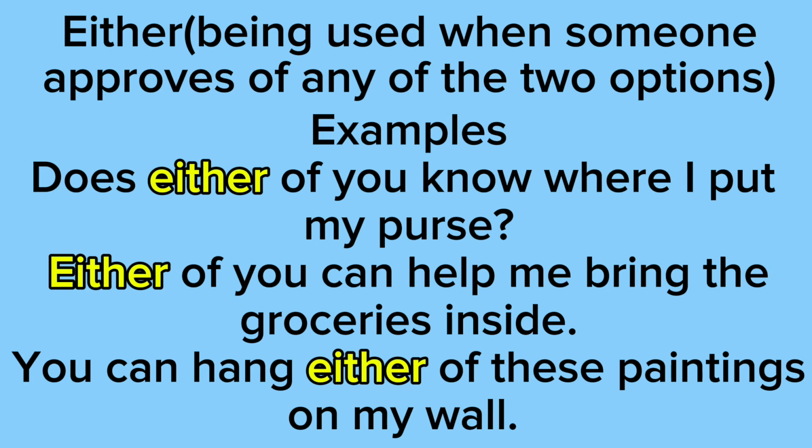Example 2 says, either of you can help me bring the groceries inside. So when we say either of you can help me bring the groceries inside, we mean either of the two people. And our last example says, you can hang either of these paintings on my wall. So we're referring to two paintings. So you can hang this painting on my wall, or you can hang that painting on my wall.